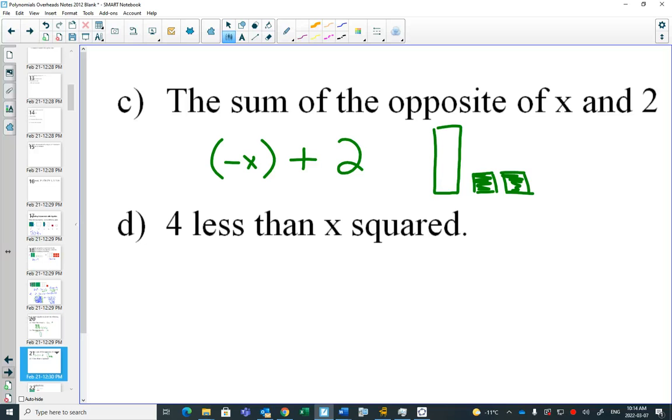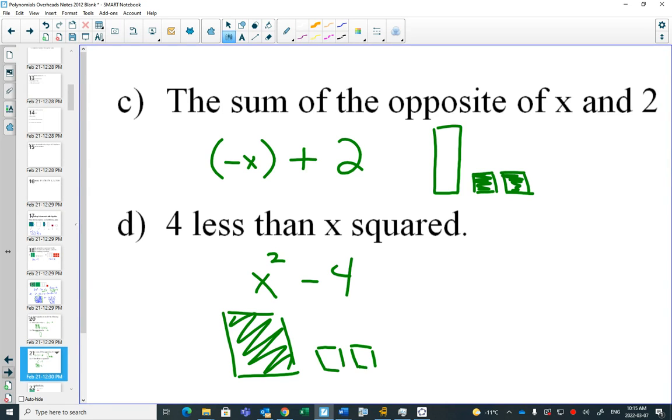4 less than x squared. So here's x squared. 4 less would be subtracting. There's our x squared. There's our minus 4. So far, so good? Okay.